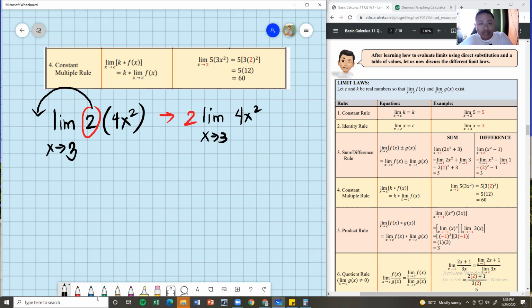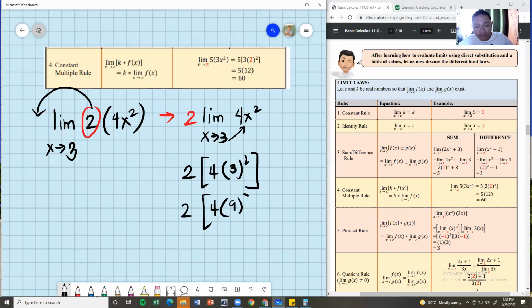So by solving this, we will have 2 times the limit, substitute, let's make a bracket, 4 times, substitute this, it will become 3 squared. And then simplify, this will become 2 times 4 times 3 squared is 9. And then 4 times 9, 9, 18, 27, 36. So 2 times 36, the answer will be 72. And that will be the value for your limit.